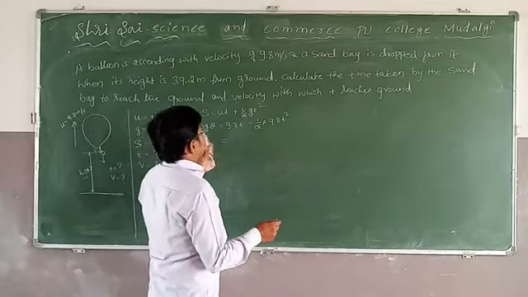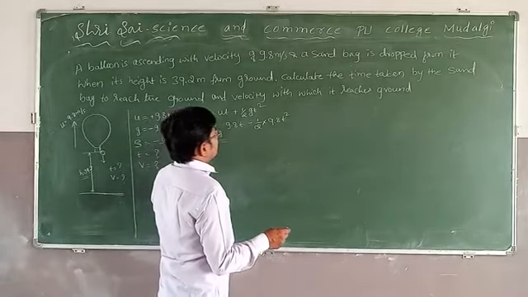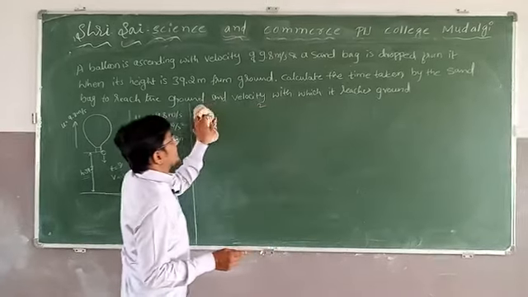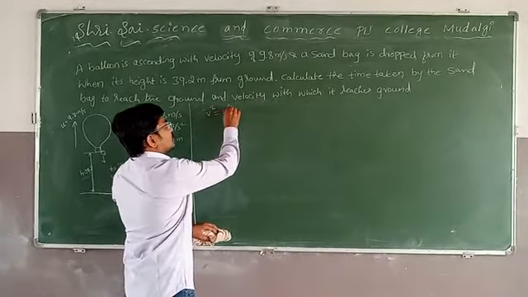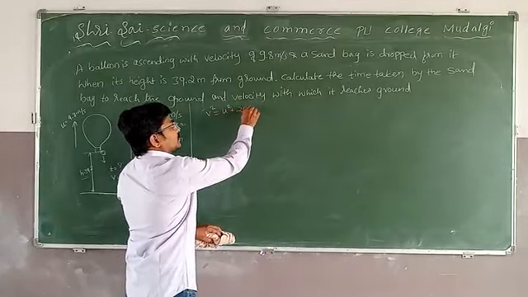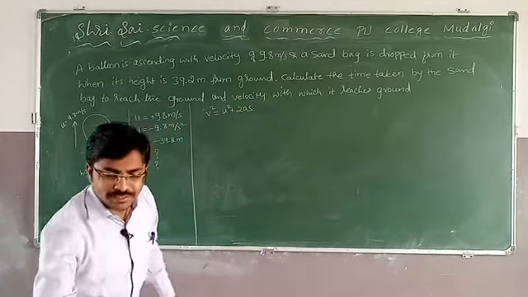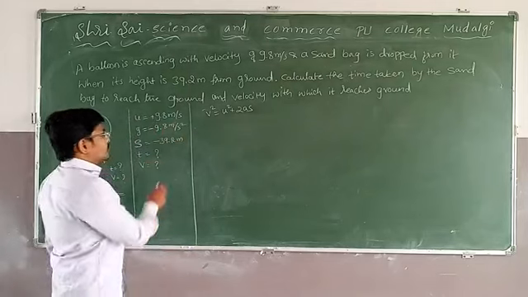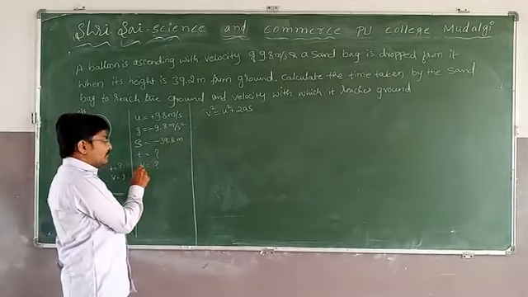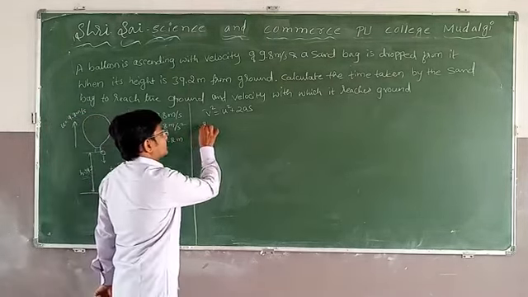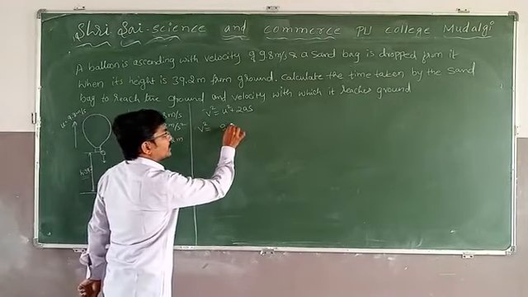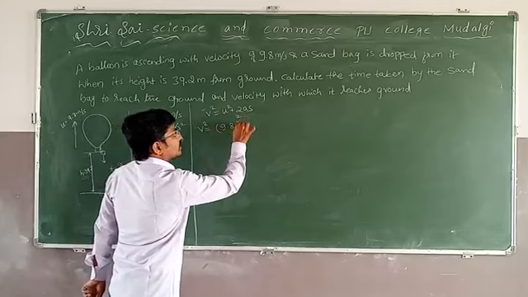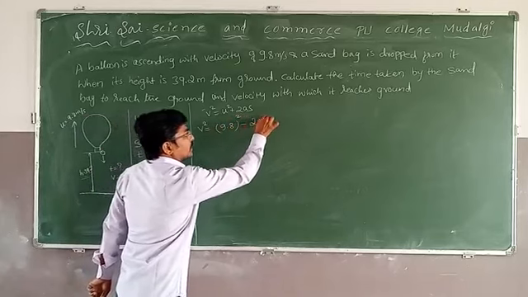See, instead of this one, can we use one more equation? Just think it. V square is equal to U square plus or minus 2AS. This is an old equation. In this equation, can we find this V value? Check it. V square is equal to U square. What is the U? 9.8 whole square minus 2 into 9.8.